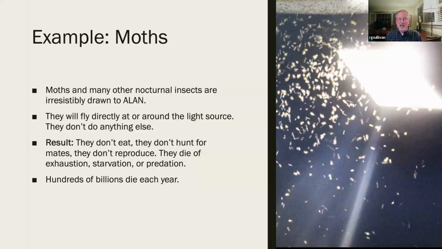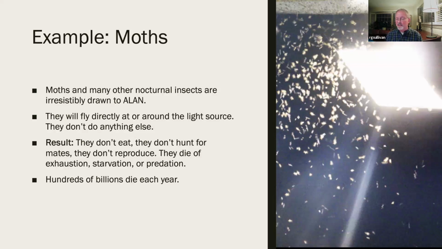But it is not just moths that are drawn to lights at night. And they will fly either directly at that light source or around it. And when they're doing that, they will not do anything else until that light is turned off. So if that light is on all night, they will either fry eventually if they get too close to it or land on it, or they will just fly all night. And so they are not eating, if they are eating, not all moths eat at night or eat at all. They can't find mates, and so they aren't reproducing.